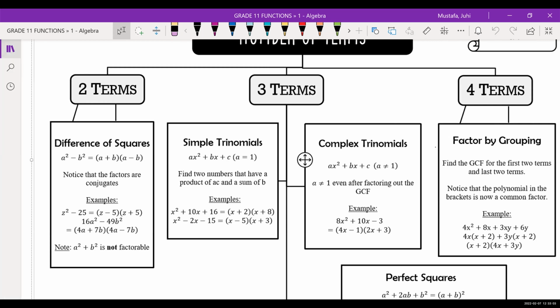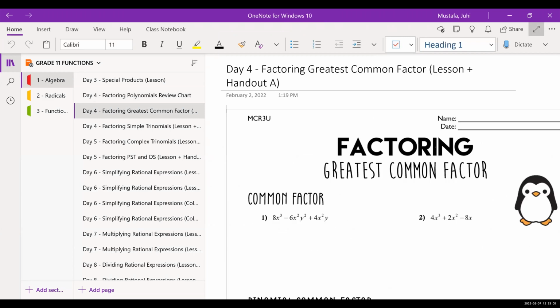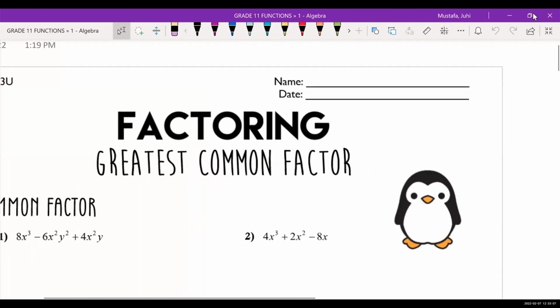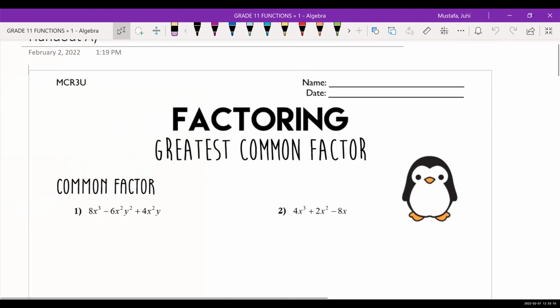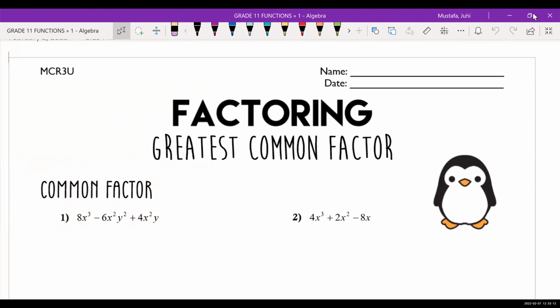Does anyone here remember factoring completely and is like an expert and loves it and is so happy we're doing this? Okay, not all at once now.